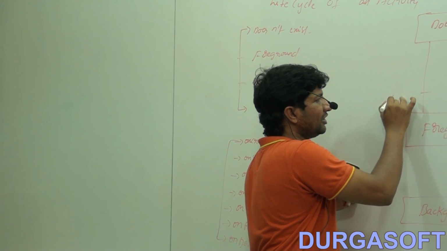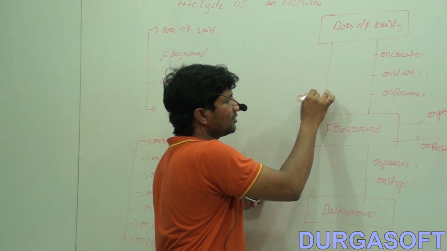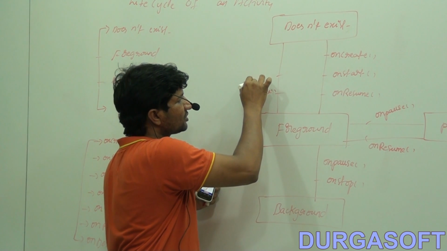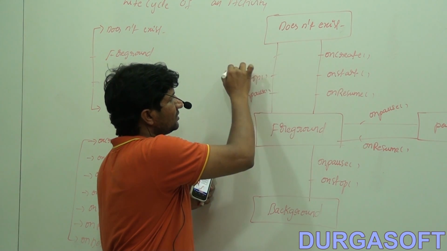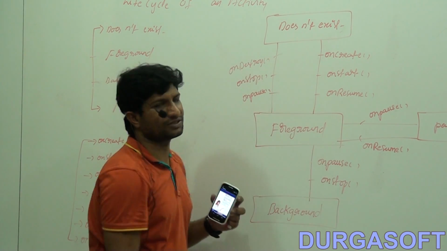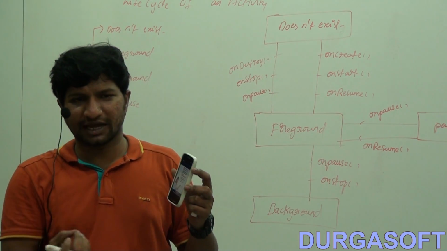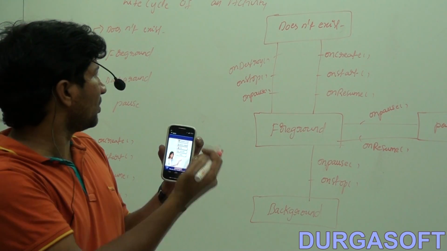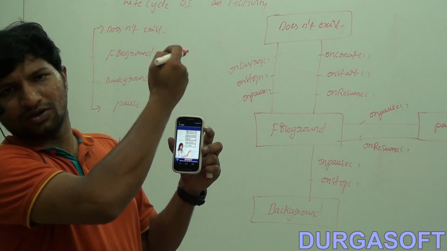This activity is going to be destroyed by calling the onPause method, next the onStop method, and another one is the onDestroy method. The current visible activity is going to be destroyed by calling onPause, onStop and onDestroy.